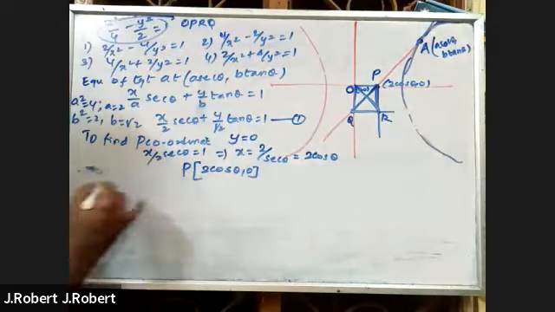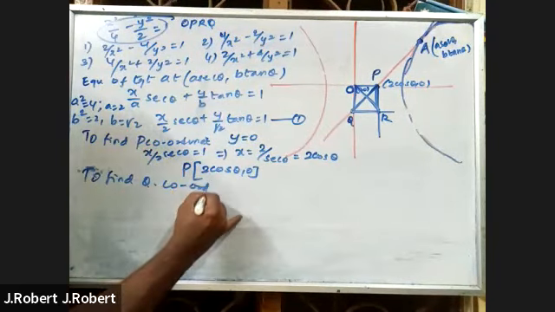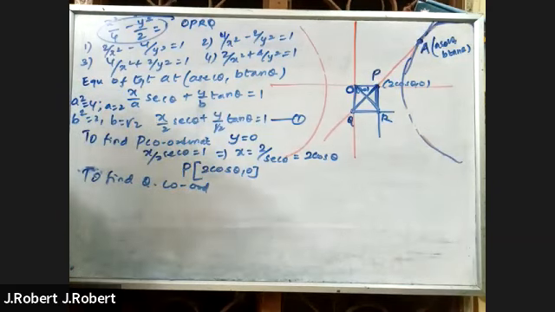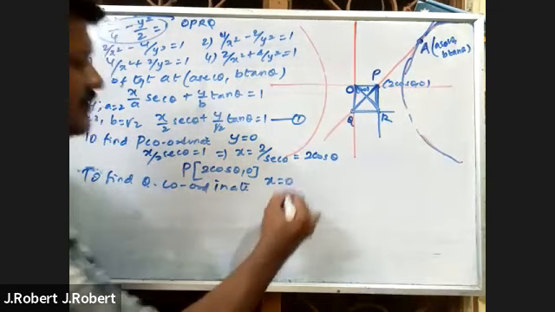The next one, I am going to find out the Q coordinate. What is the Q coordinate? Q meets the lambda. Where does Q meet? It meets at the y axis. Therefore, if it meets at the y axis, I can put x is equal to 0.